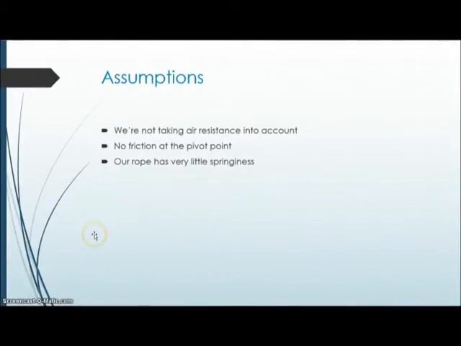We do make certain assumptions in this lab. For example, we're not taking air resistance into account. We're assuming there's no friction at the pivot point. We're also assuming our rope has very little springiness. It doesn't stretch much at all.